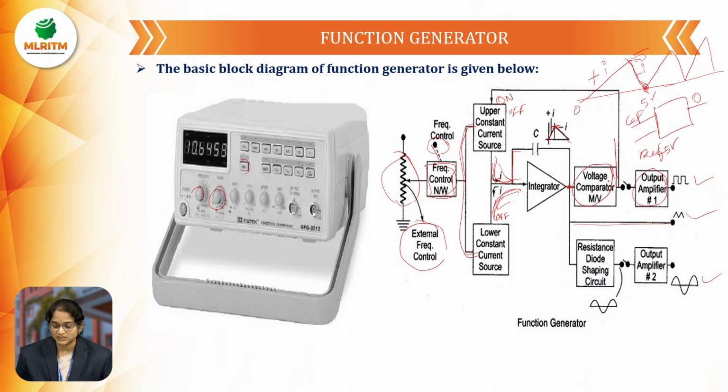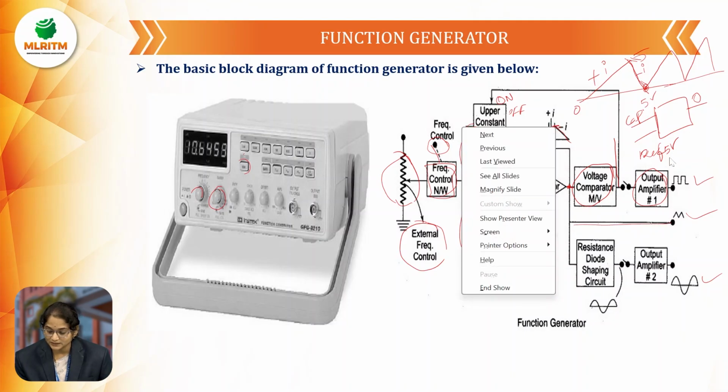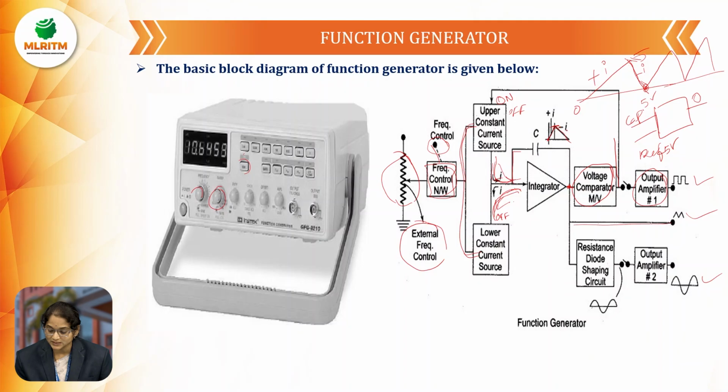From 0 to plus I it charges, and from plus I to minus I it discharges the current. It is giving the current, and it is taking the current. Whenever it is in the on state, the upper constant current source is in the off state.